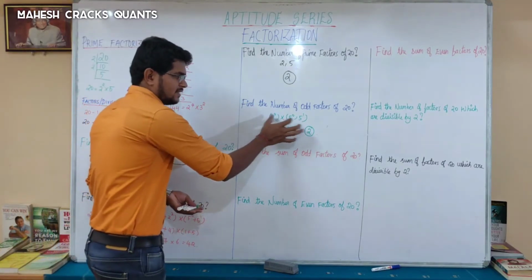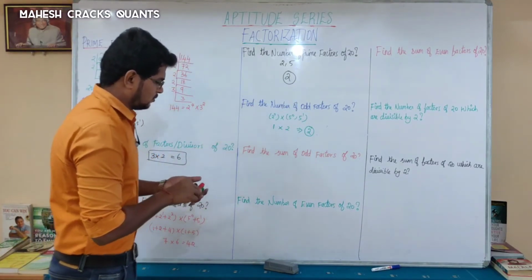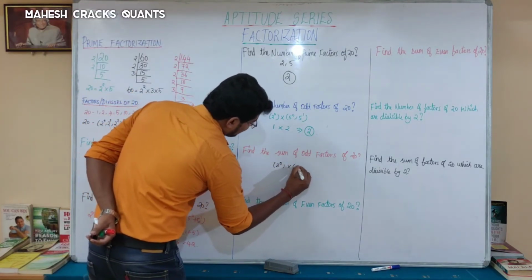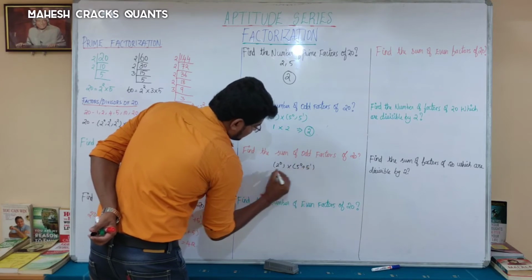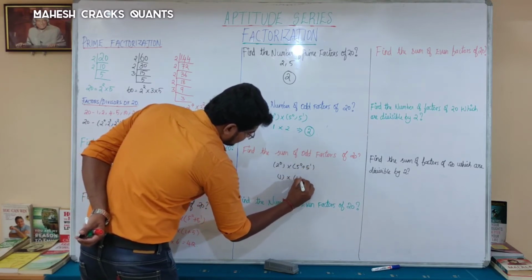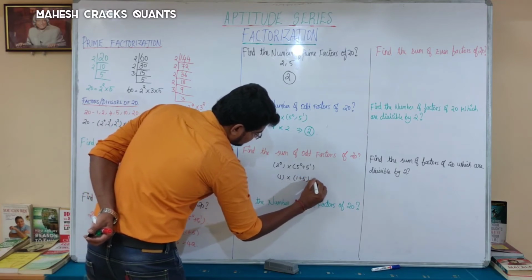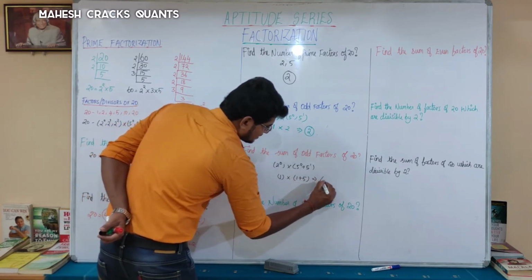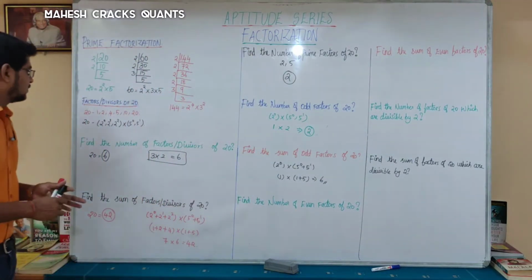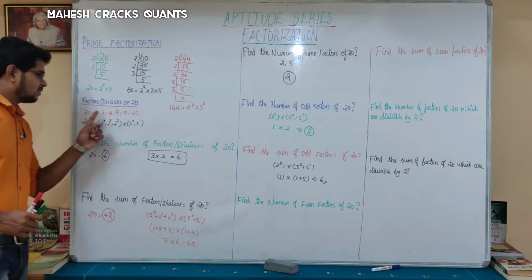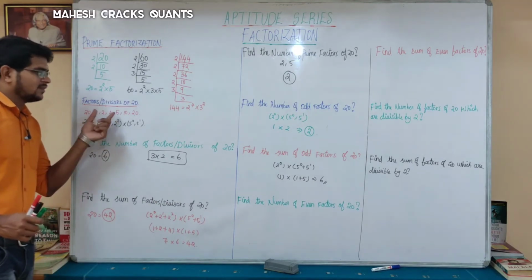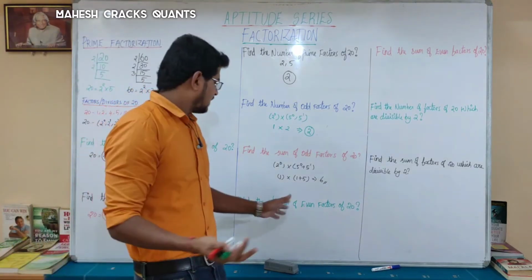Sum of odd factors is nothing but just adding these two. So 2 power 0 into 5 power 0 plus 5 power 1. 2 power 0 is 1, into 5 power 0 is 1, 5 power 1 is 5. So 1 into 6, 6 is the total. When you calculate manually, odd factors are 1 and 5. Sum of odd factors, 1 plus 5, 6. That's it. The next question.